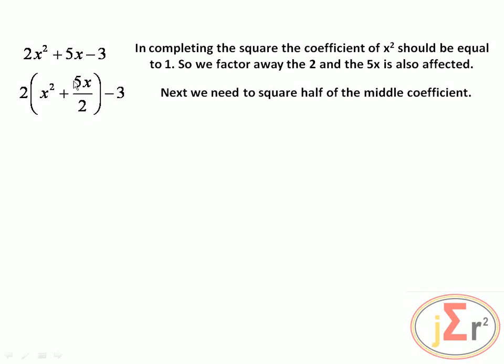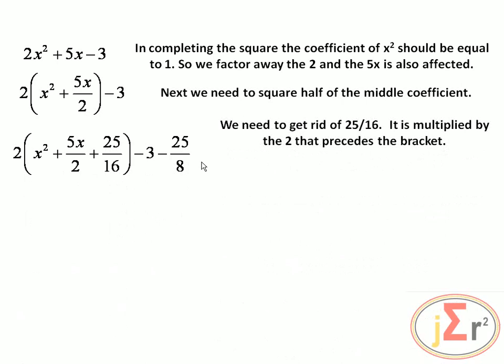Now we're going to take half of 5 over 2, which is 5 over 4. When we square 5 over 4, we get 25 over 16. And we need to subtract that 25 over 16 at the end. However, the 25 over 16 is being multiplied by the 2 right here. So if they are multiplied, 2 will cancel with 16, and the result is 8. So we are actually subtracting 25 over 8.